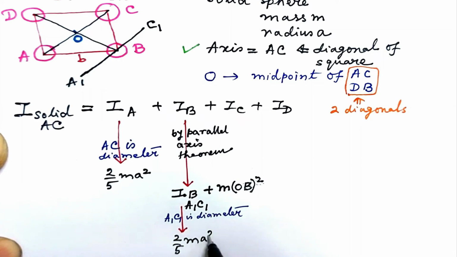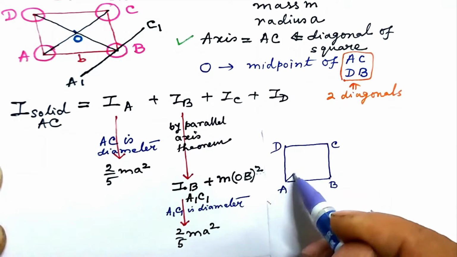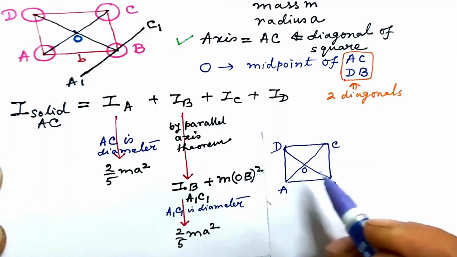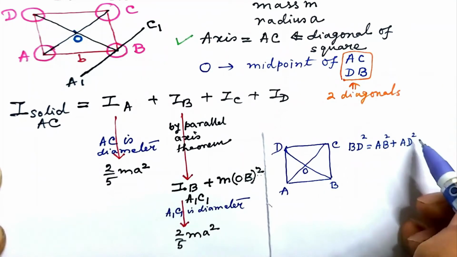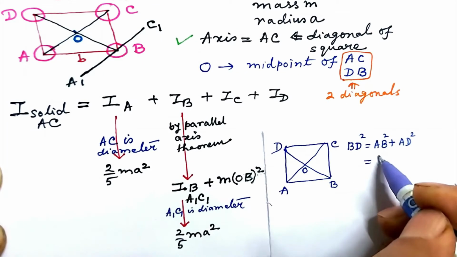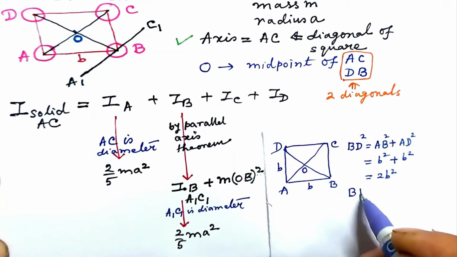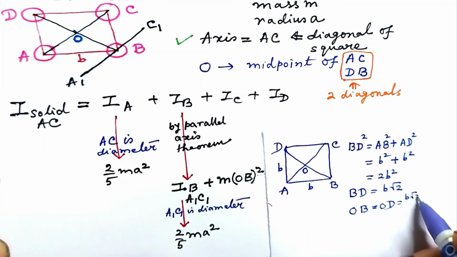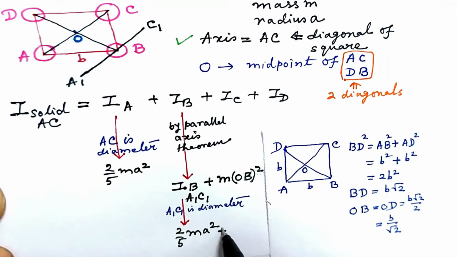by 5 MA square. Let us digress a bit. Consider the square ABCD, AC diagonal, DB diagonal, O the midpoint. Now it follows from triangle ADB that BD square equals AB square plus AD square. Each side is of length B and hence it is B square plus B square, which is 2B square. So BD is B square root 2. Hence OB equals OD, which is B root 2 by 2, that is B by square root 2. So we write this part as plus M into B by square root 2 whole square.